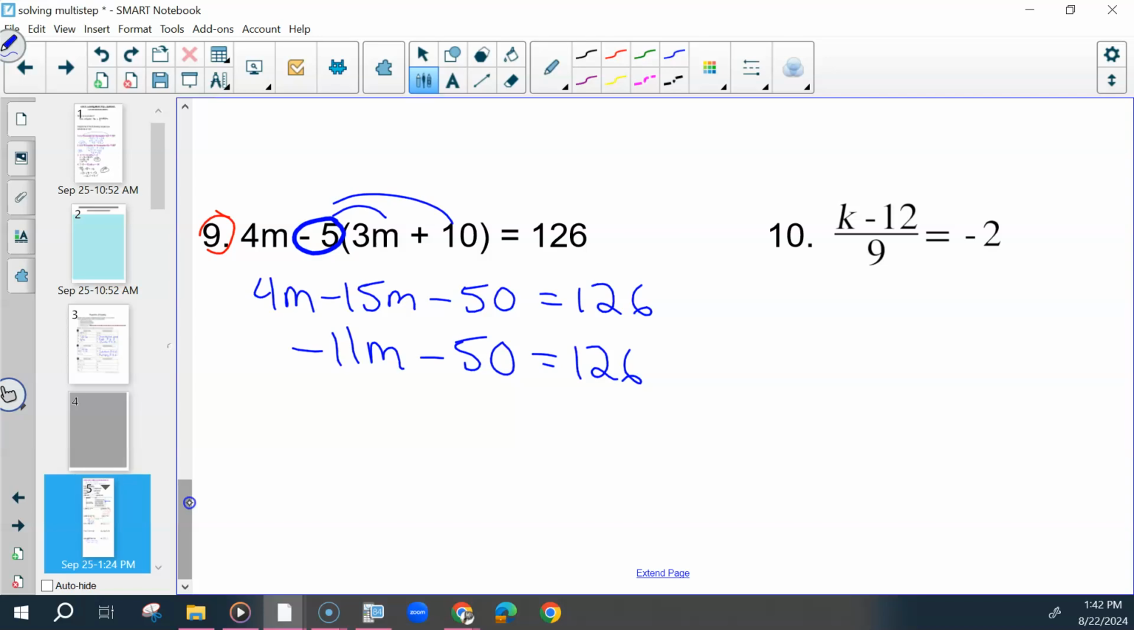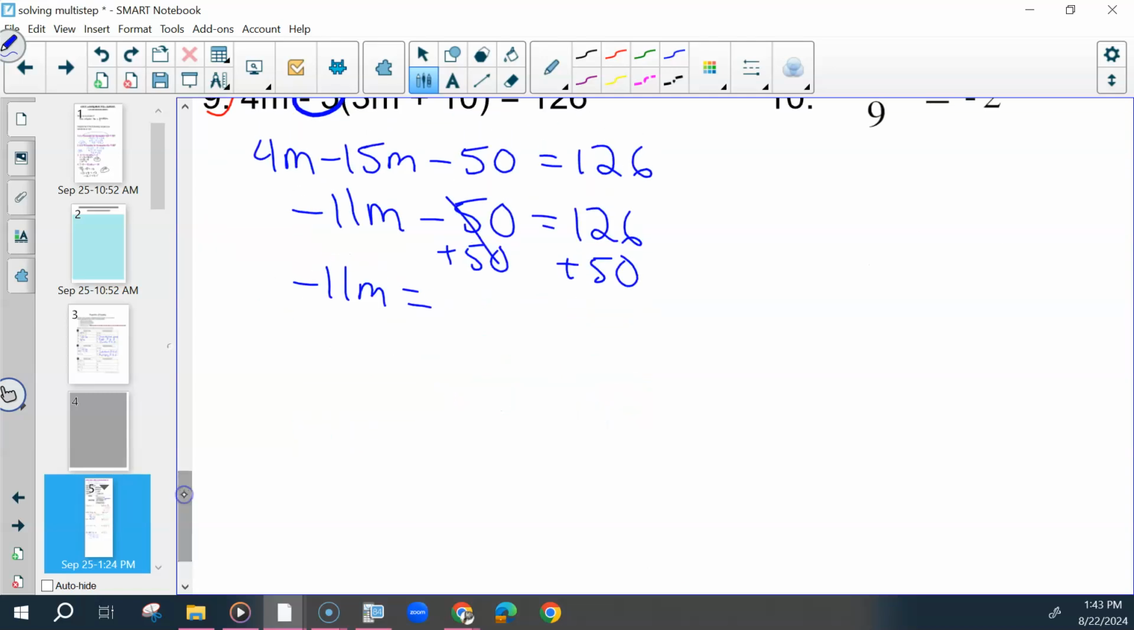And this is going to kind of help you solve number 4 also. So then, same process, getting m by itself. Get rid of the 50 by adding. Should be 176. And then divide both sides by negative 11. What is m? Negative 16. Negative 16.